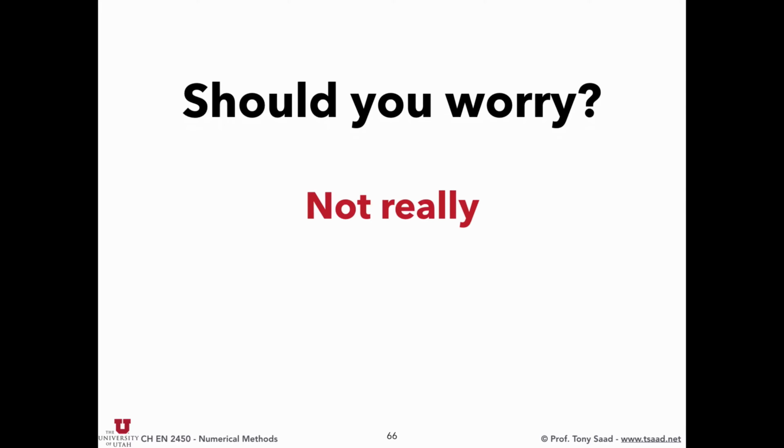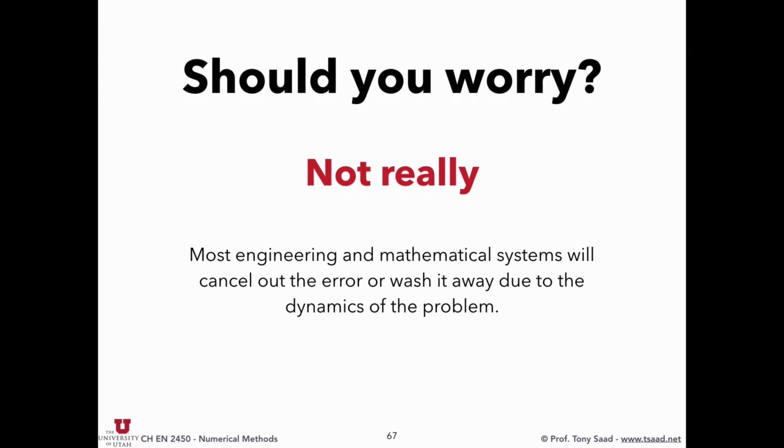Same thing with the Ariane rocket. If both numbers were of the same representation, then the errors would have canceled out. So you don't want to be the person who randomly uses floats. So be very explicit in what your number representation is. And besides, most engineering and mathematical systems will cancel out the error or wash it away due to the dynamics of the problem. But just be careful.